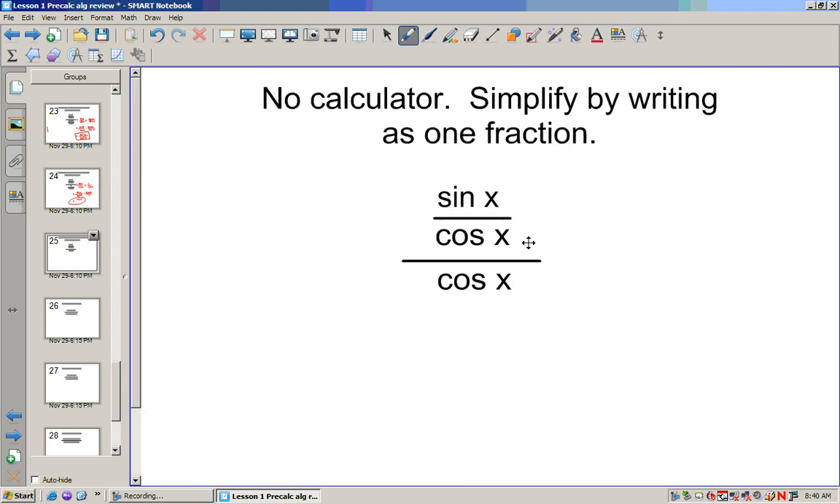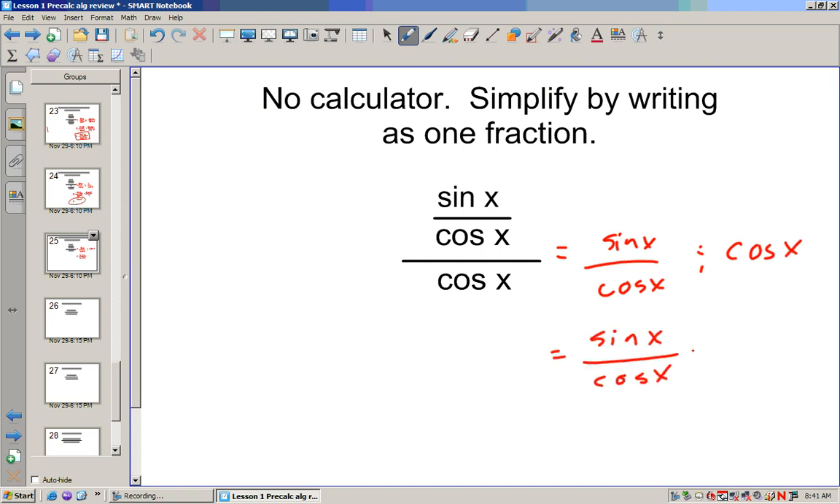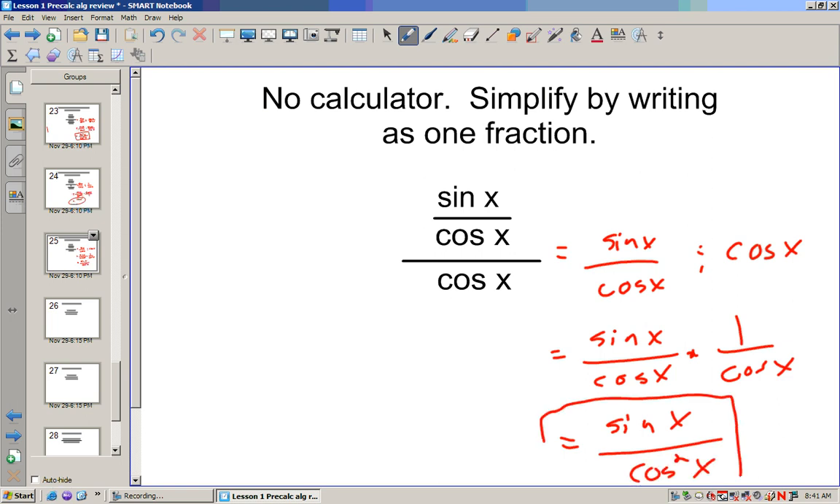Alright, try this one on your own. We're dividing fractions, we're multiplying by the reciprocal. So if I multiply by this reciprocal, it's going to be 1 over cosine x. So this would just be sine x over cosine squared x. Oops, went through my answer.